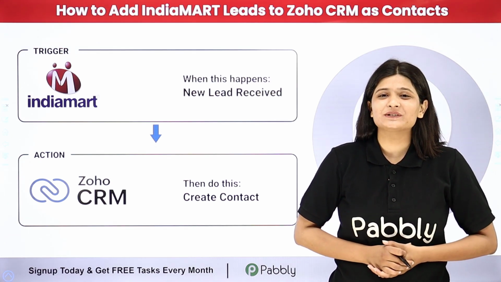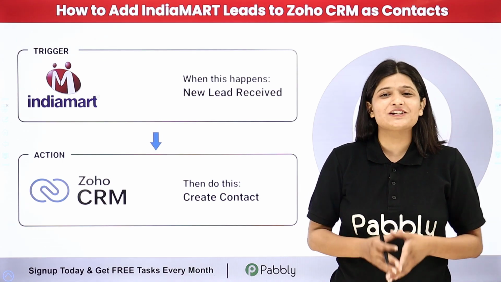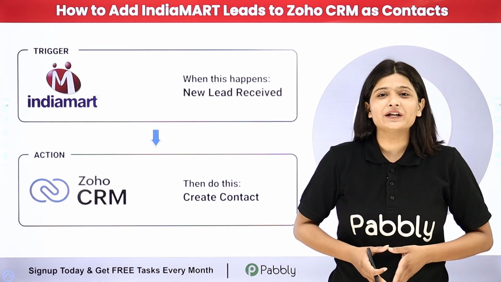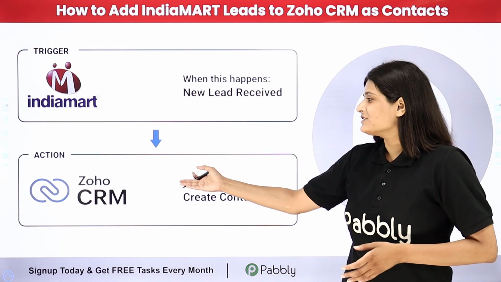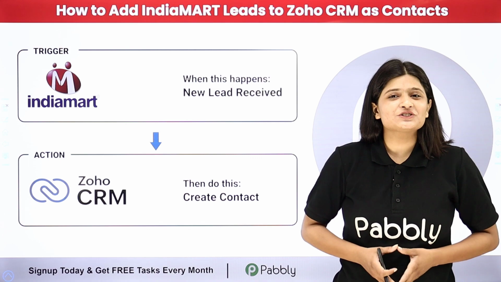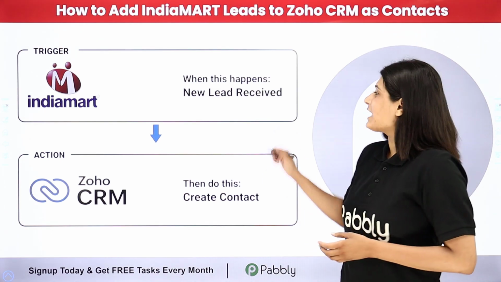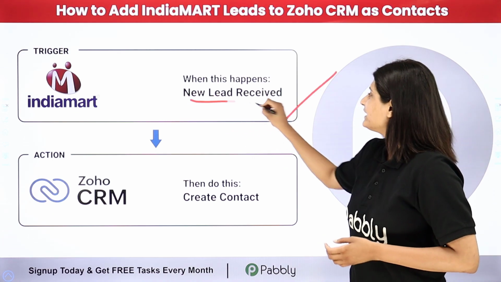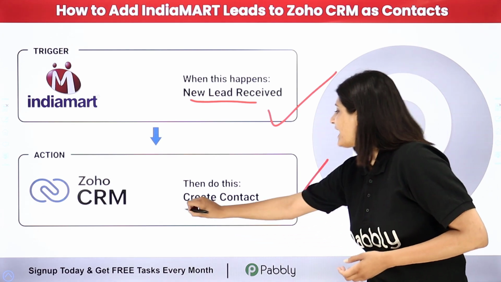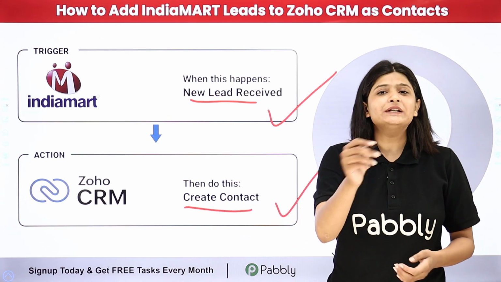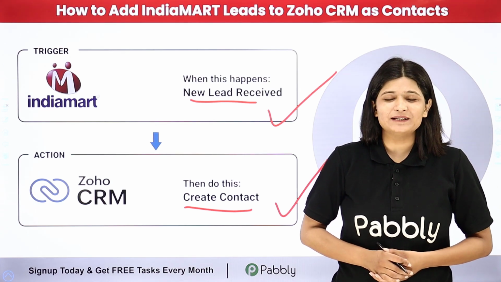I can do this process with the help of Pabbly Connect. Pabbly Connect is an amazing automation and integration software which requires no coding or programming skill. Here I just need to build a connection between IndiaMart and Zoho CRM. Pabbly Connect runs on two principles, which are trigger and action. Here as my trigger application, I will take IndiaMart from where the new lead will be received, and in my action application, I will take Zoho CRM where the contact will be created as soon as the new lead is received.